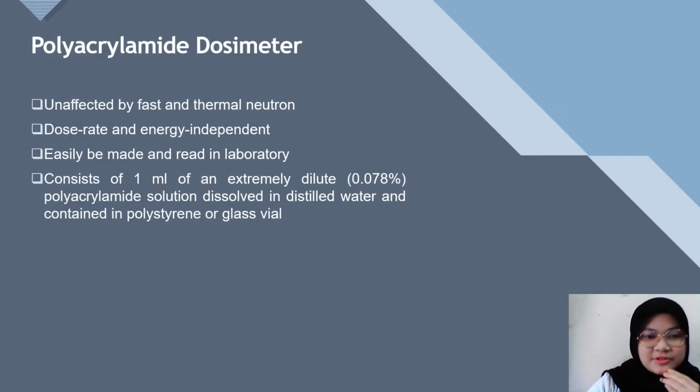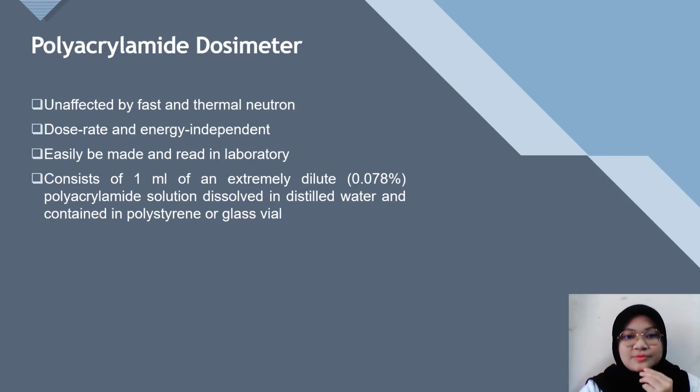So firstly, we go to the description of polyacrylamide dosimeter. Polyacrylamide dosimeter is a simple chemical dosimeter which is being developed based on degradation of polyacrylamide by X and gamma radiation.